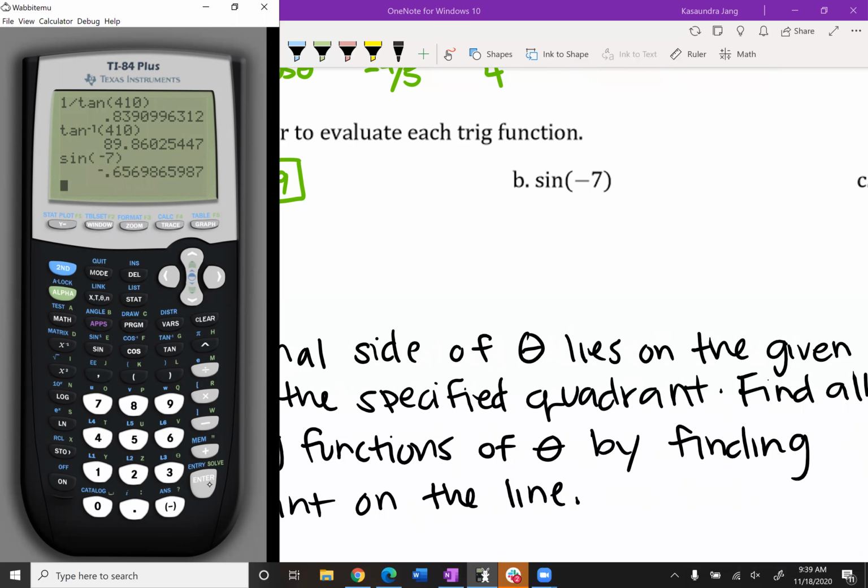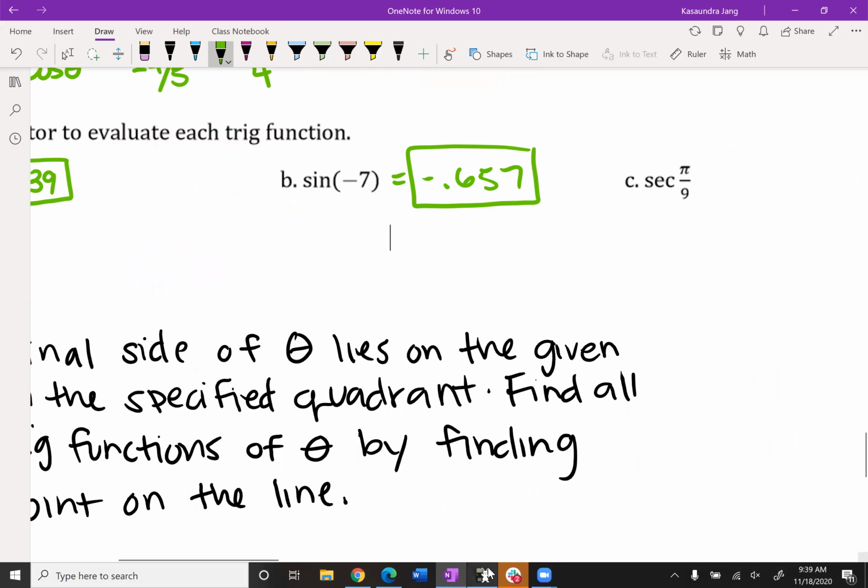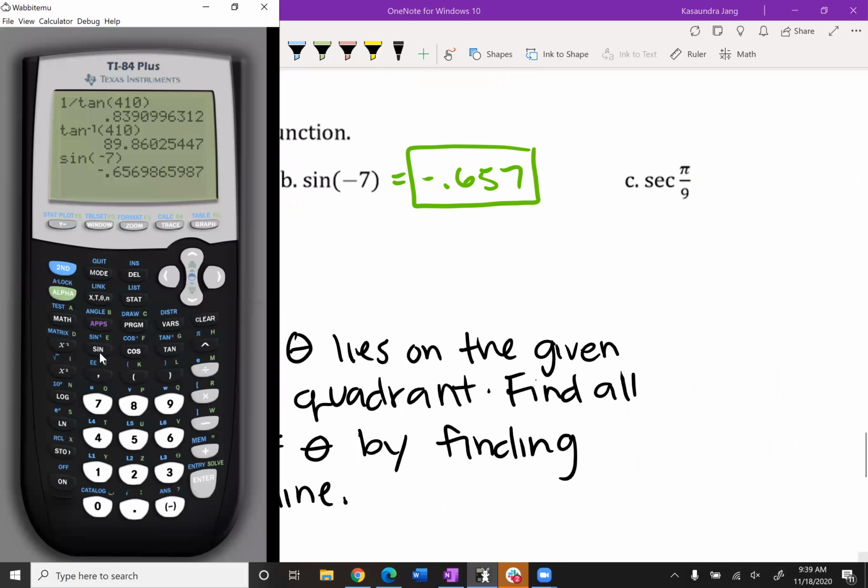I'm going to go 3 decimals again, so -0.657. Did you guys get the same thing? Yeah? Just bust out whatever calculator you're going to use on your homework today. I want to make sure you know how to use it. And I would pay attention to what they tell you to round to on your homework. It might not be the nearest thousandth.